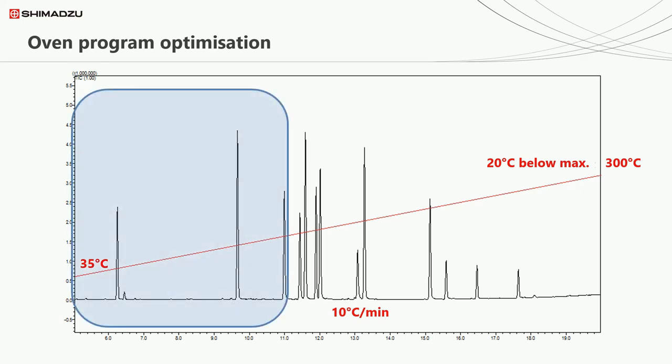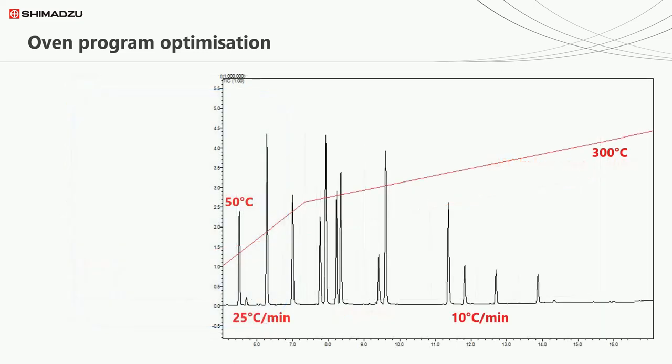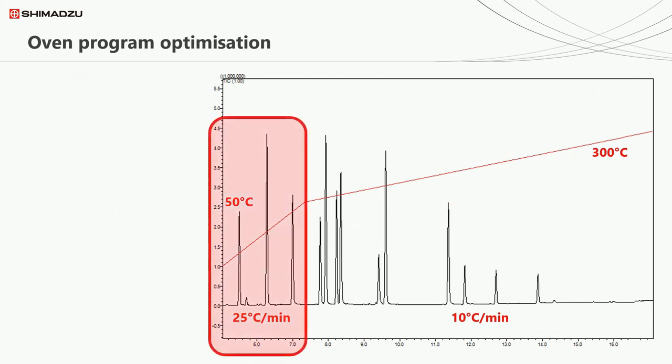The initial area in blue is over-separated and could be changed to reduce the overall runtime. So let's try increasing the start temperature to 50 degrees and putting an initial oven ramp of 25 degrees per minute. And here's what it looks like. We've nicely condensed the first four peaks to speed up the method.